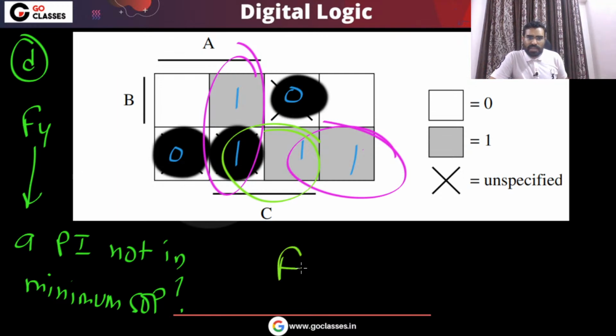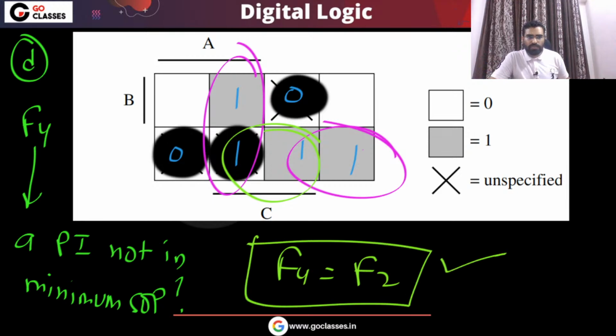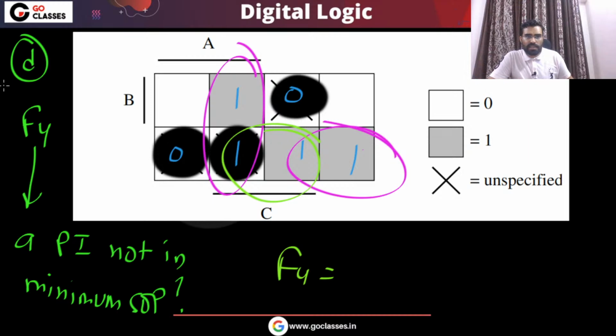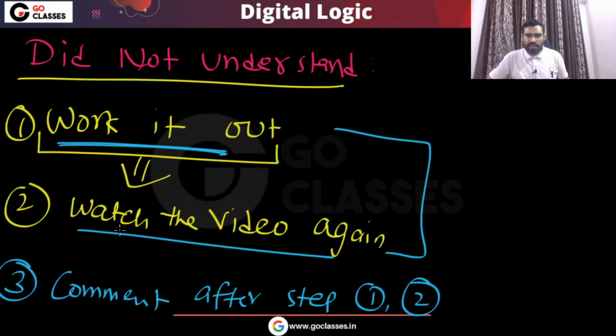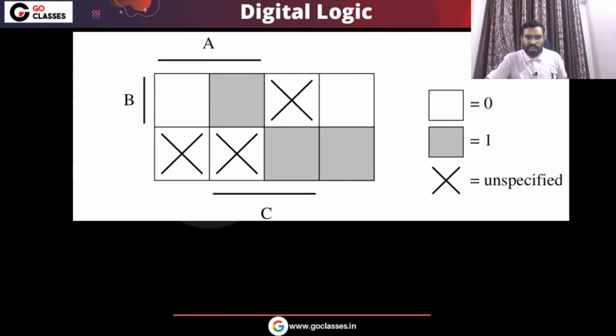So this F4 is the same as your F2. You can check. This F4 has one PI which will not appear in the K-map. So it will be the area of AC or the area of B bar A bar. So this will be your F4. I hope all these questions are clear. Please let me know if you have any doubt. If you have any doubt, work it out, watch the video again, and comment. These questions are very nice.